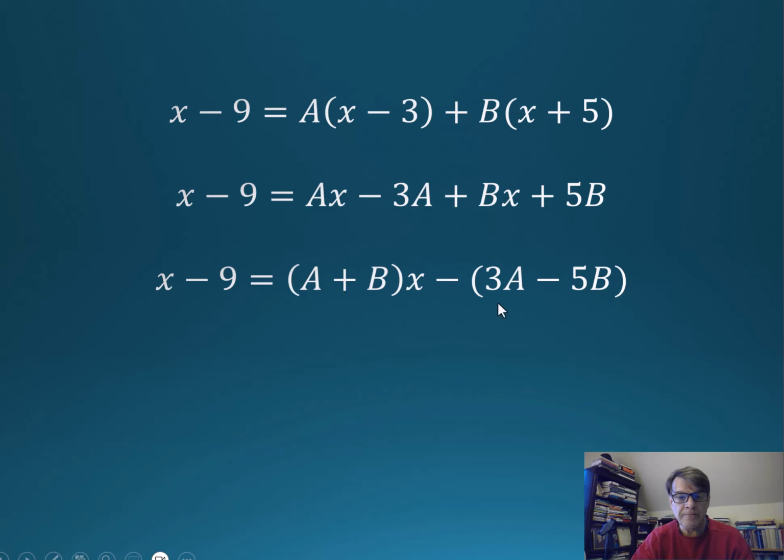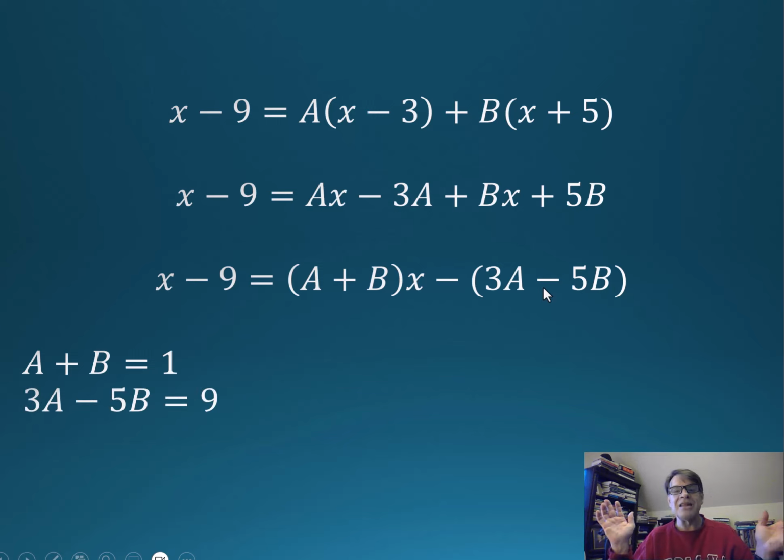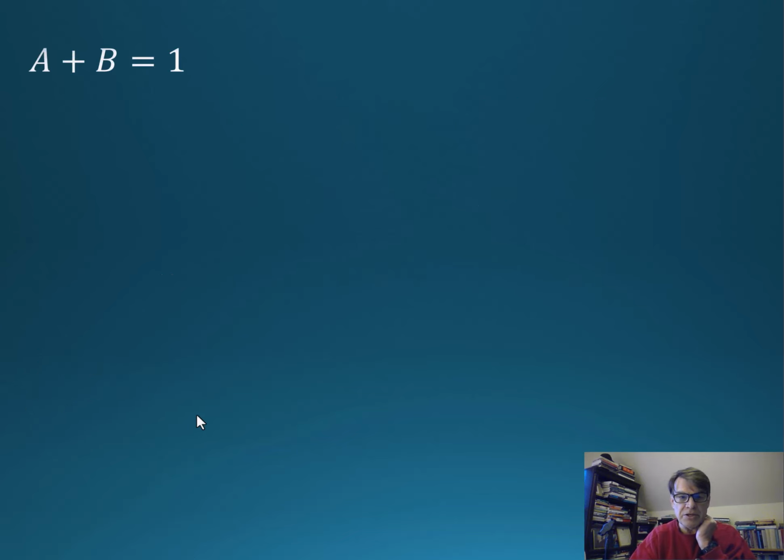Now, why did we do that? Because you can see that there's a 1 in front of this x. And so a plus b equals 1. And then this constant here, minus 9, is going to equal the 3a minus 5b. Isn't that magical? It's wonderful. And so now we've got two equations with two variables. We're going to be able to solve for a and b, basically. So next slide. Let's solve for a and b, shall we?